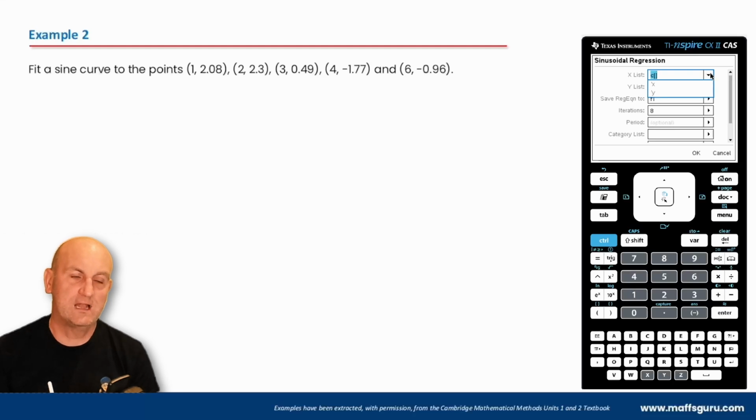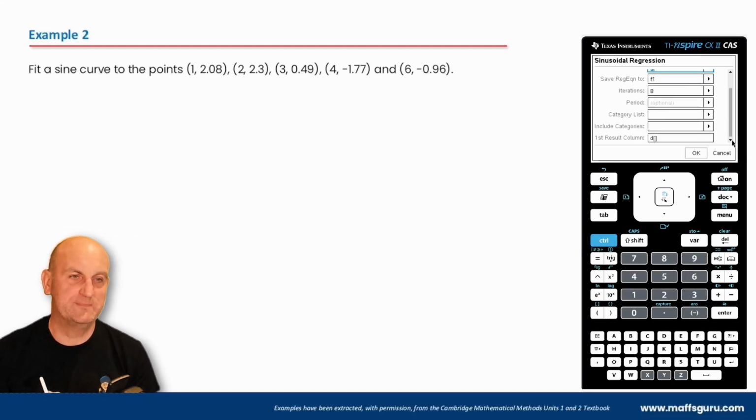All right, so this machine wants to know what's my X list. Well, basically, you click right, and say that's the column labeled X. My Y list? It's the column labeled Y. One of the most important things to notice here is this save reg equation to F1. We're going to come back to that in a moment. Iterations 8. None of the rest of this makes any sense.